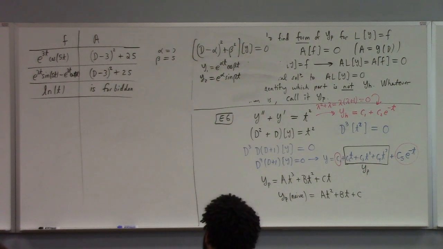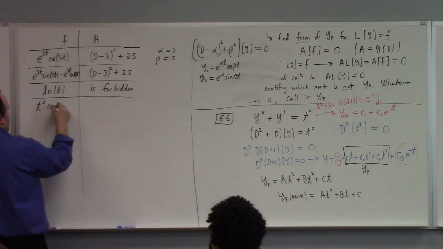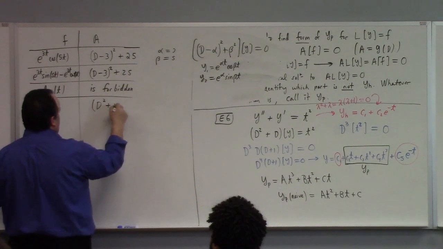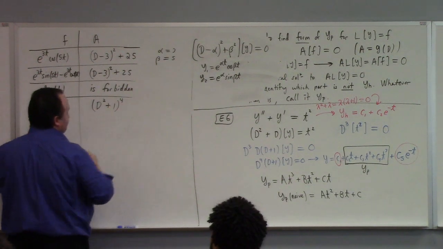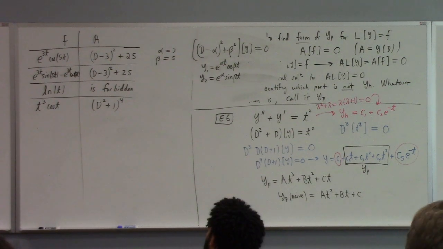What about t to the third cosine t? We're looking at (D squared plus 1) to the fourth power. Because the only way that appears is if you have an 8th order differential equation where your characteristic equation has lambda equals plus or minus i repeated 4 times. The first time, there's no t. The second time, you get a t. The third time, you get a t squared. The fourth time, you get a t cubed. I work backwards. How do I do this? I have a complete and working knowledge of the homogeneous problem. You need to get that too, to be efficient at this.